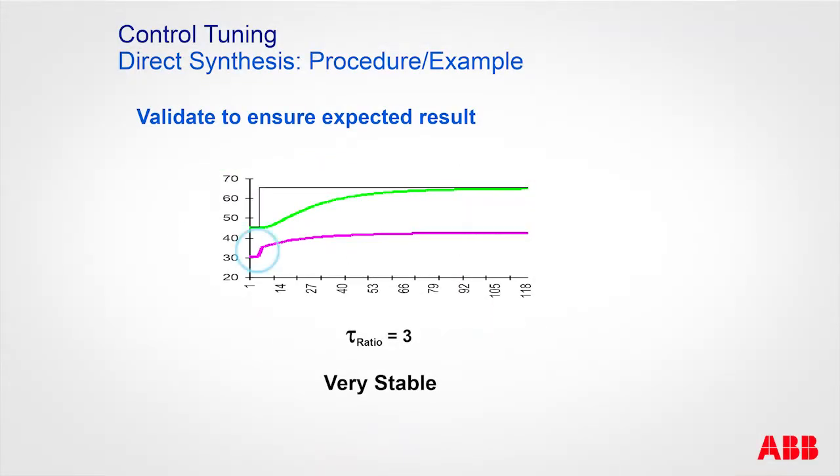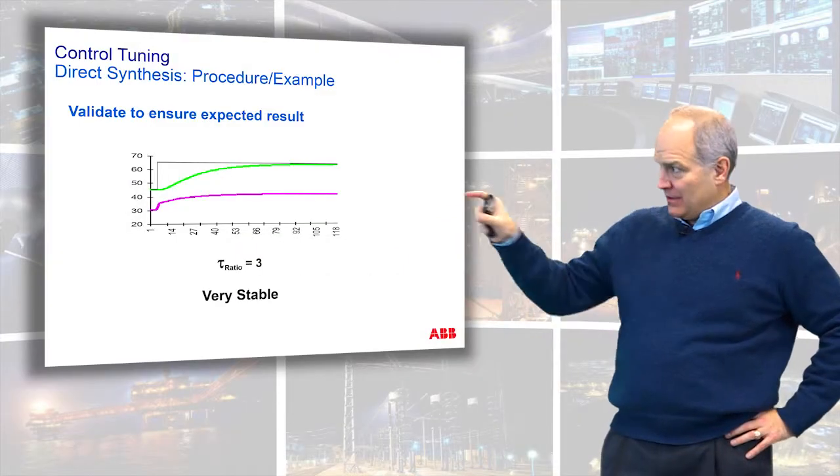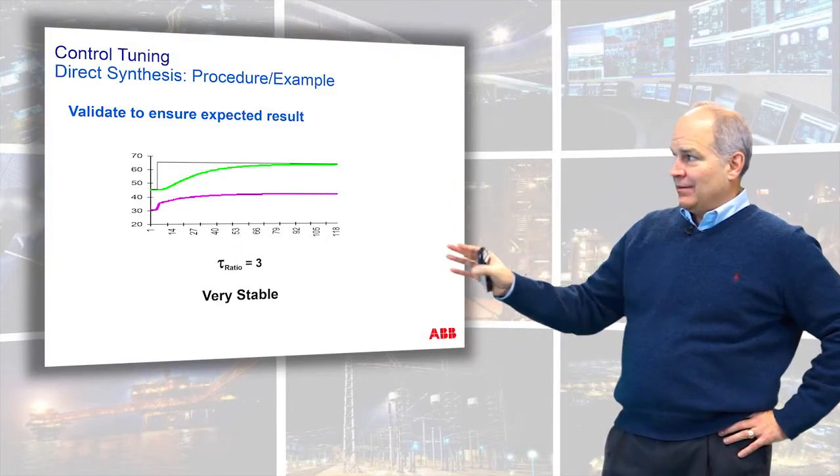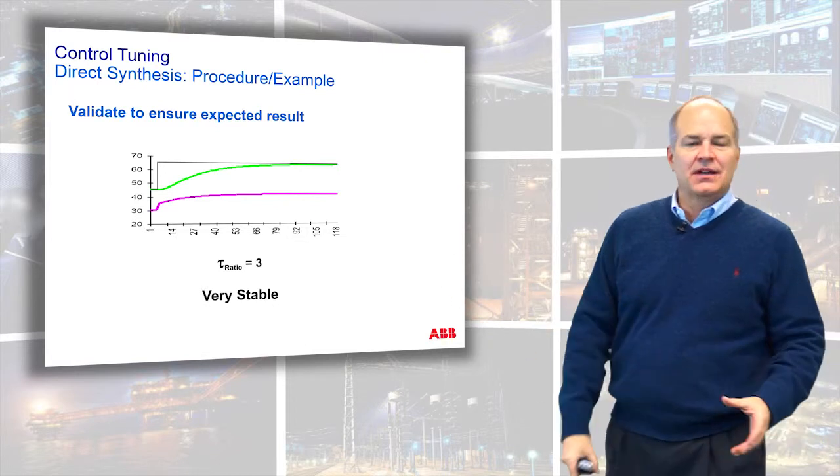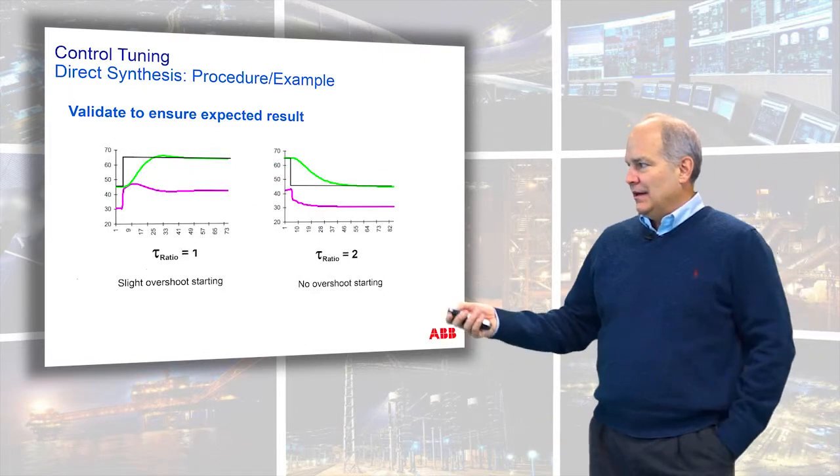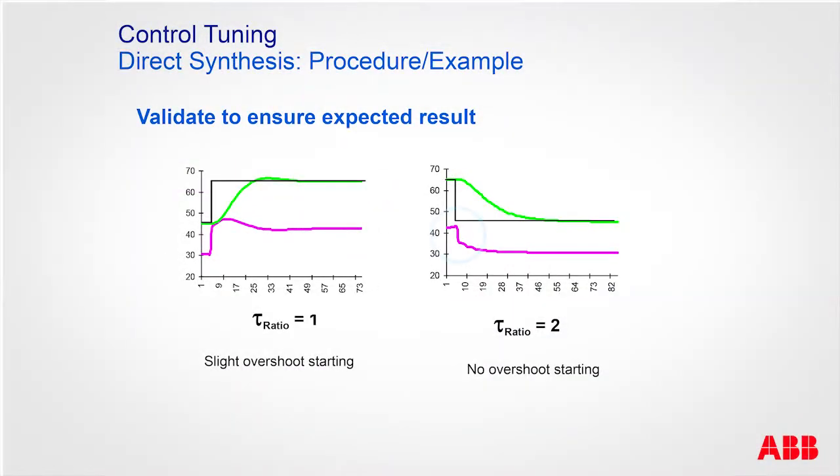At a tau ratio of 3, what you can see is we change the set point, and remember, at a tau ratio of 3, how big should this kick be as compared to the total? 1/3. So you can see that that's 1/3. It's very stable, but maybe it's a little on the slow side. So let's try a tau ratio of 2. Tau ratio of 2, you can see the initial kick is half of the total. That's not bad, actually, tau ratio 2.